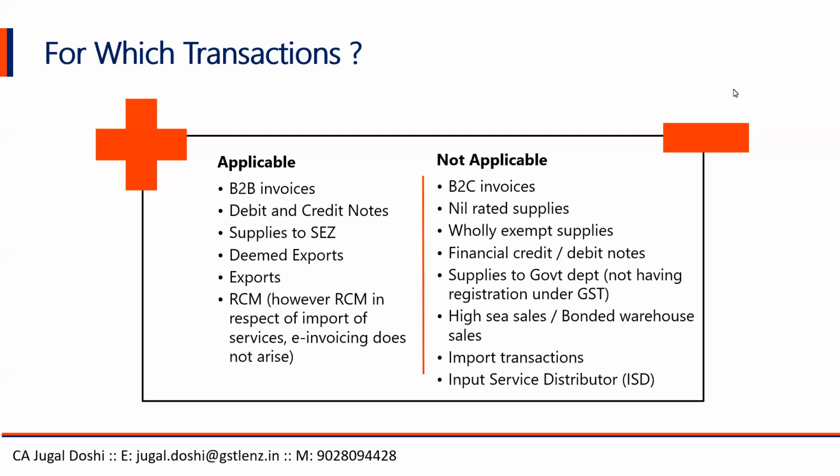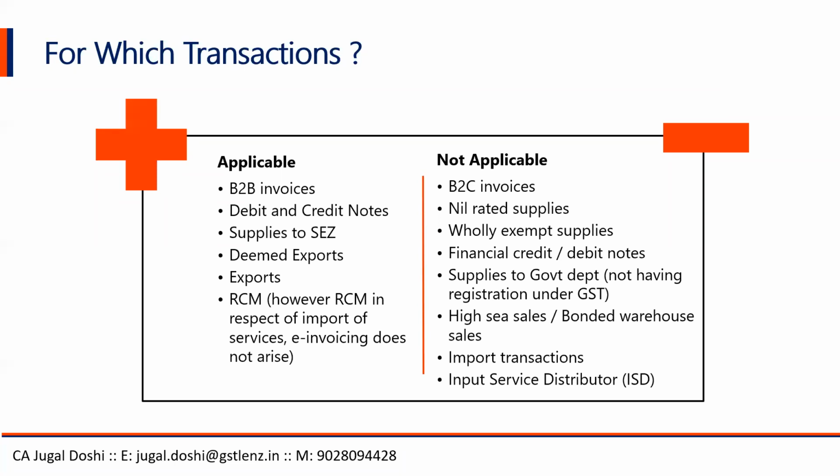Which RCM transactions? RCM transactions, my outward liability. Let's say I am a lawyer. For a lawyer, the service is under RCM, but still I have to report my outward supplies in GSTR1 under the RCM applicable yes category. Similarly, I have to generate e-invoice with the RCM applicable category. It is not applicable for my input RCM. So let's say I have a GTA transport charges expense. For this expense, I have to do self-invoicing, but e-invoicing is not applicable.